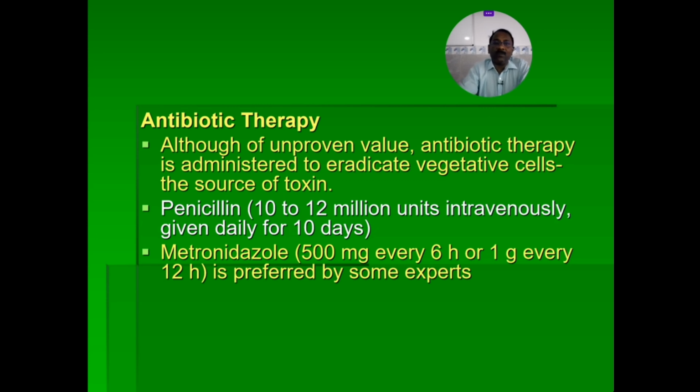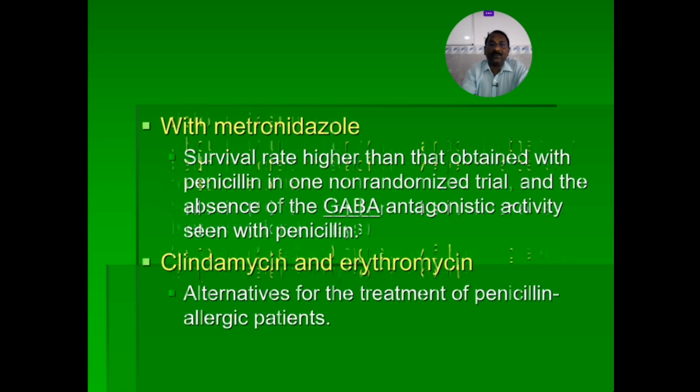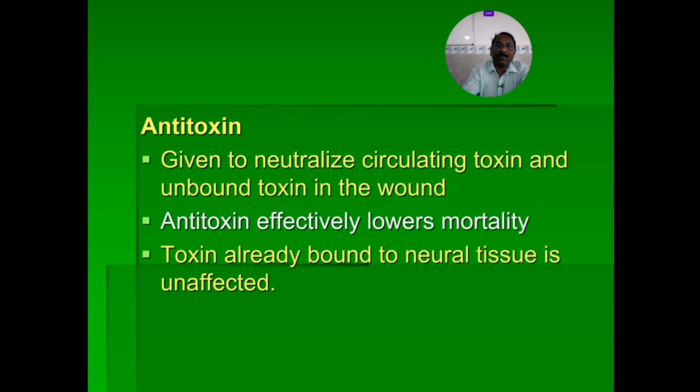For antibiotics, we use both penicillin and metronidazole. Metronidazole is 500 milligrams every 6 hourly or 1 gram every 12 hourly; usually we give 500 milligrams TID. Penicillin G, benzyl penicillin, 10 to 12 million units intravenously, maybe 6 hourly for about 7 to 10 days. Metronidazole showed a survival rate higher than that obtained with penicillin in one non-randomized trial, and it lacks the GABA antagonistic activity seen with penicillin. Clindamycin or erythromycin can be used in those who are allergic to penicillins.